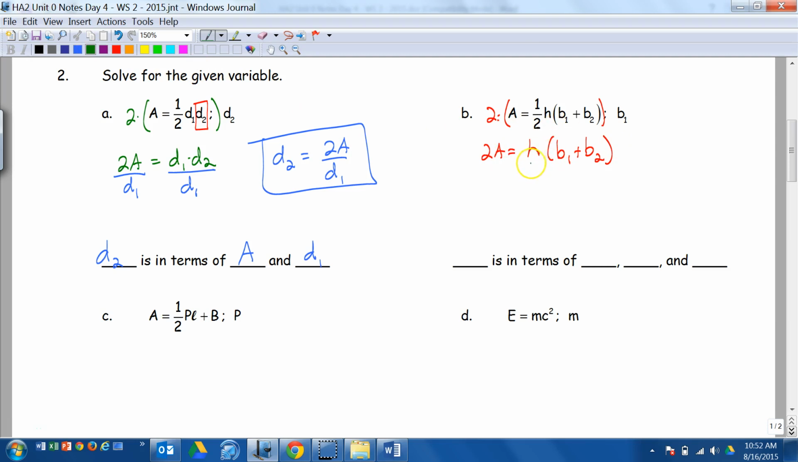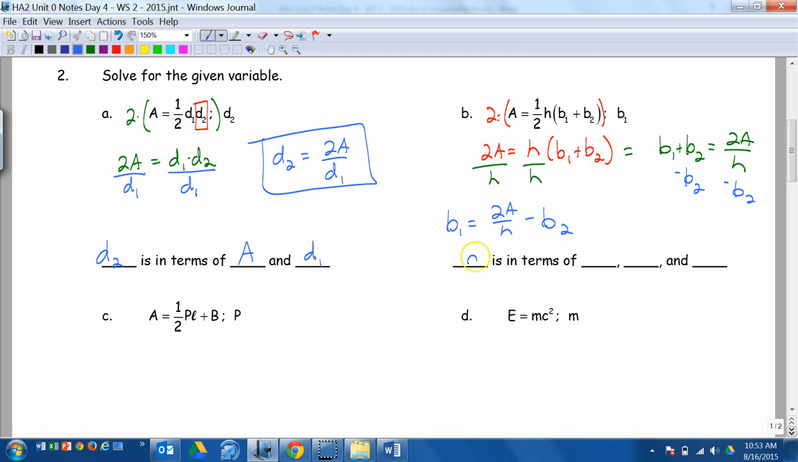The next thing I'm going to do is divide by h, because some of you guys are like, well, can I distribute the h in? You could, but then you are going to end up having to divide by h anyway, and it's easier just to get rid of it now, because it's on the outside and it's being multiplied to that. So to get rid of it, you just divide. So we're left with b1 plus b2 is equal to 2a over h. Alright, and then finally to get to b1 you just move over the b2 by subtraction because it's attached by addition. So my final answer is b1 is equal to the quantity of 2a over h and then minus b2.